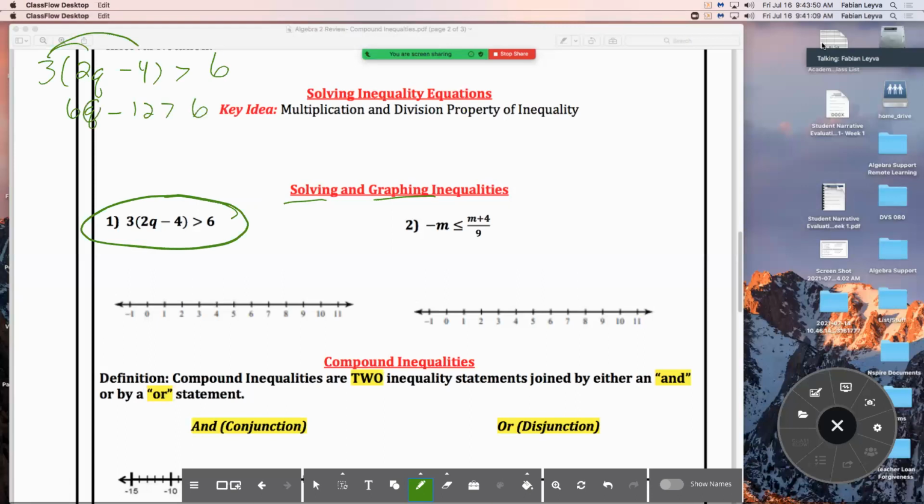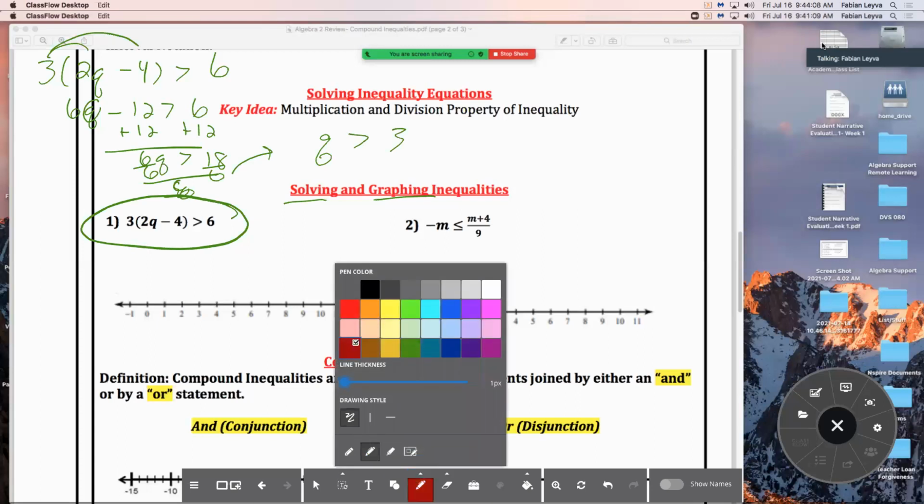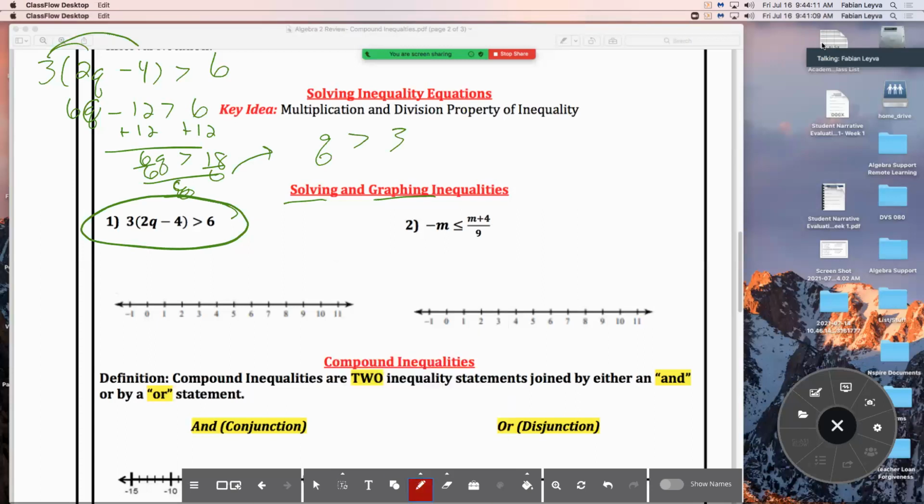Now, solving for my q over here, what I'm going to do is add 12 to both sides. 6q is going to be greater than a positive 18. Finally, dividing by 6, q is greater than 3. Now, keep in mind, did I multiply or divide by any negatives anywhere in this string of math work on both sides of my inequality? The answer is no. So luckily for us, we didn't have to change anything.